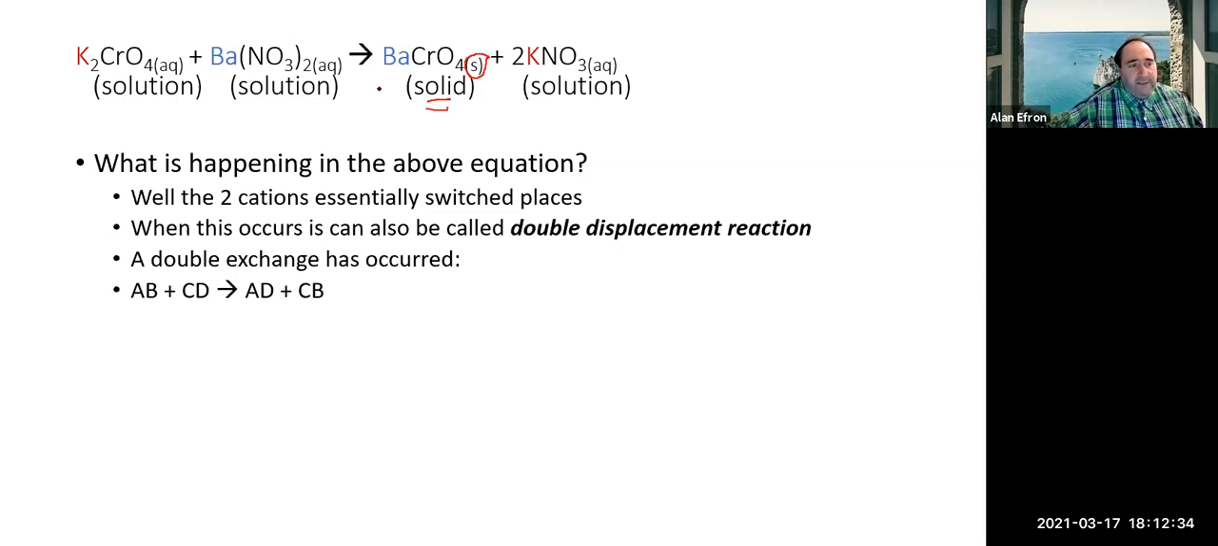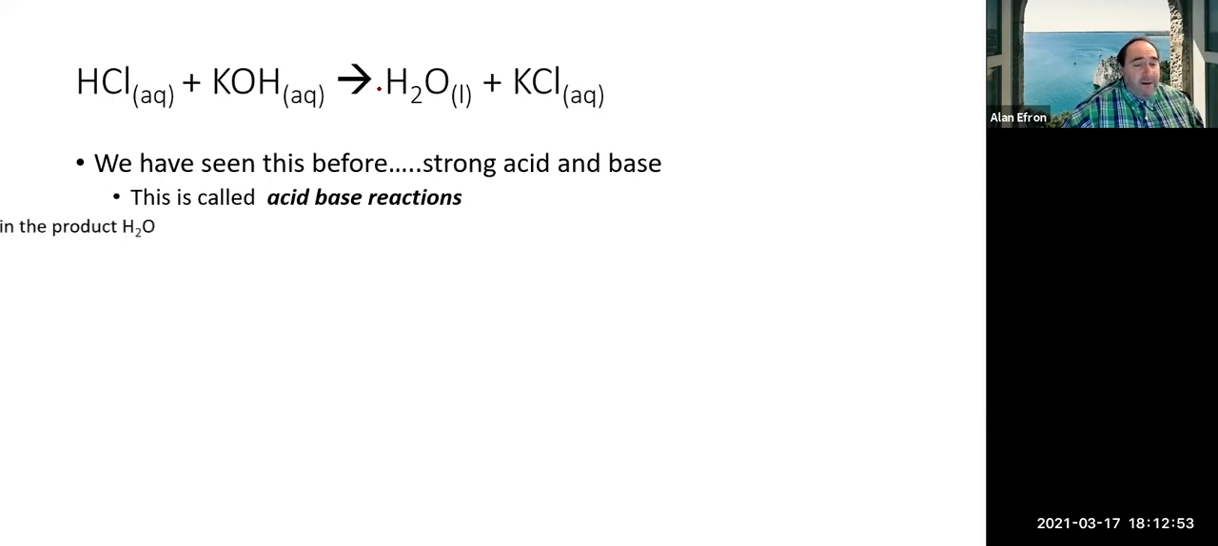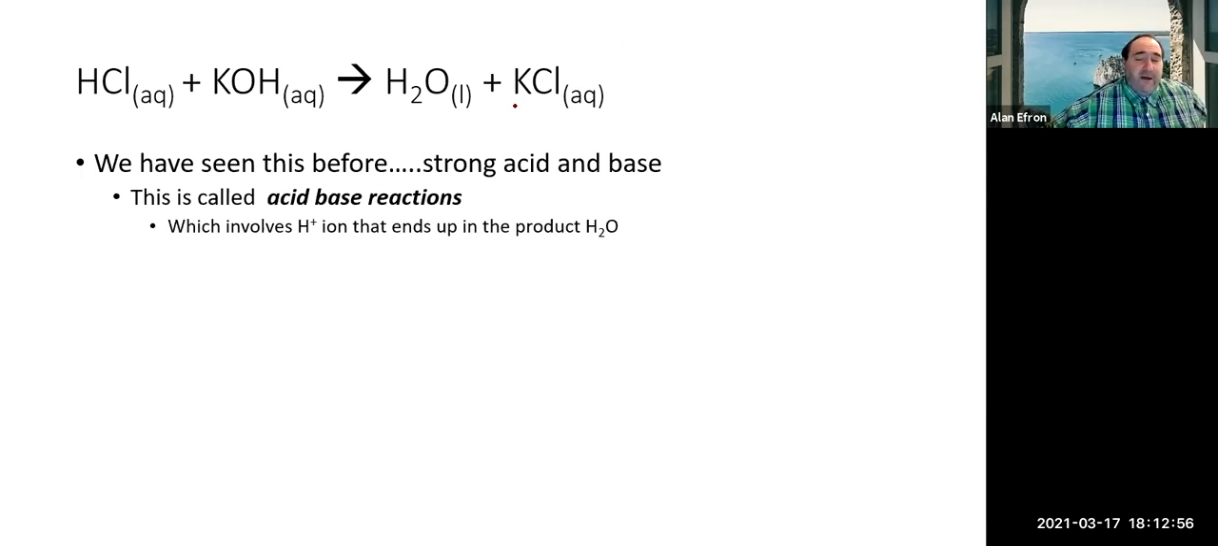Another type of double displacement reaction, which actually does not make a precipitate, is an acid-base reaction. An acid-base reaction is another type of double displacement reaction, but it will end up making water. So if you remember those three driving forces for reactions, the first was electron transfer, which we saw in our single replacement reactions, right? The zinc losing electrons, the H plus gaining electrons.